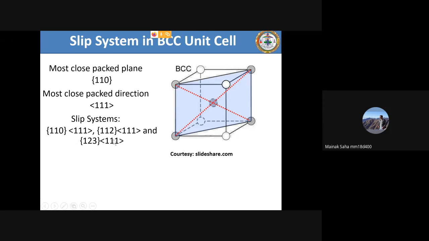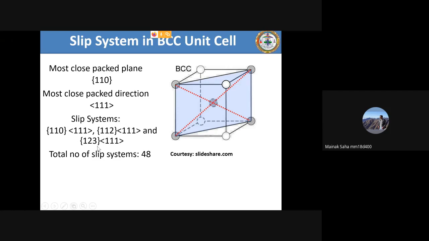There are also 123, 111. You don't have to think about it much now, but for your information, this is not the only slip system. This is the most active one, but there are also certain slip systems operating at different stresses, sometimes at different temperatures and in different materials. So the total number of slip systems is 48. Why? This is 12. Here, 112, 111: there are a total of 6 112 planes, and each will have 2 111 directions. So 6 into 2 is 12.